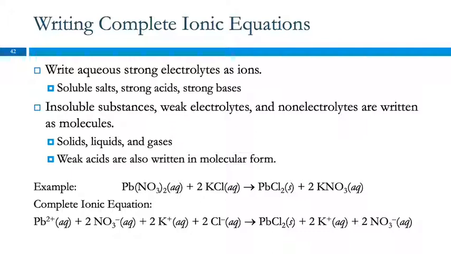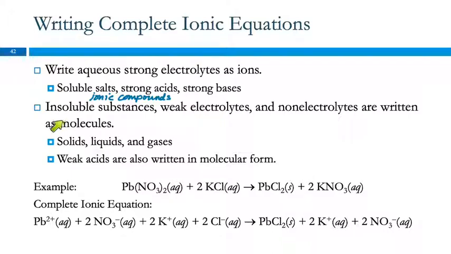So to write complete ionic equations, we're going to write any aqueous strong electrolytes as ions. So what are the strong electrolytes? Well, any soluble salts, soluble ionic compounds. Chemists use the word salt to refer to ionic compounds. Strong acids and strong bases.